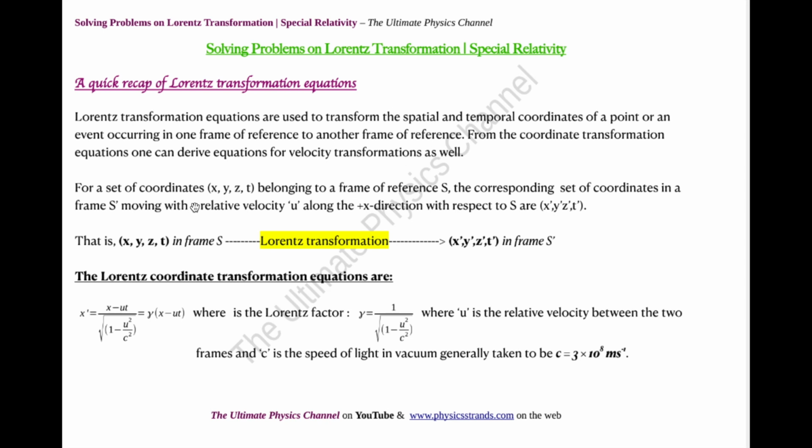So for a set of coordinates x, y, z and t, that is a time coordinate, belonging to a frame of reference S, the corresponding set of coordinates in another frame of reference S prime, which is moving with a relative velocity with respect to S in the positive x direction. If the relative velocity is a small u, then the Lorentz transformation helps us to transform the x, y, z, t to x prime, y prime, z prime, t prime, that is from frame S to frame S prime.